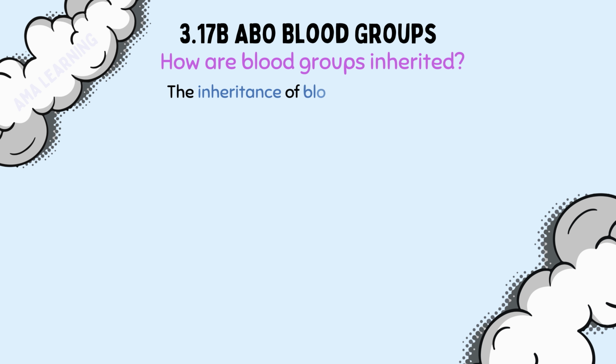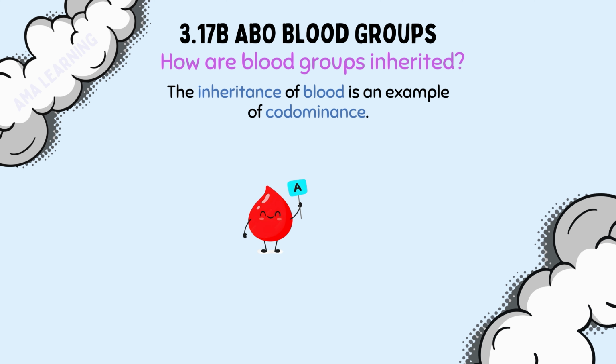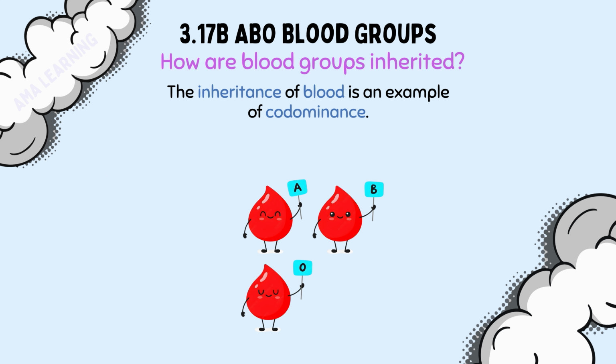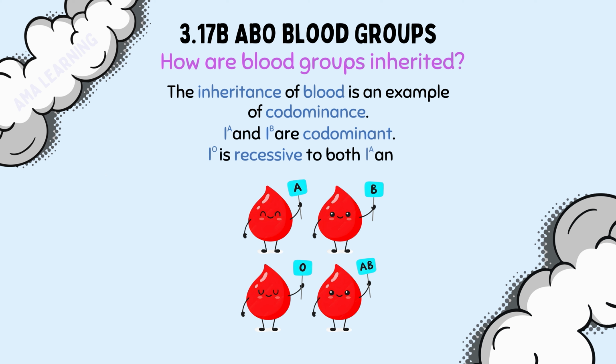The inheritance of blood is an example of codominance. The ABO blood group system is controlled by a single gene with 3 alleles. IA codes for group A blood. IB codes for group B blood. IO codes for group O blood. IA and IB are codominant, meaning both alleles can be expressed together and can lead to blood group AB. IO is recessive to both IA and IB.